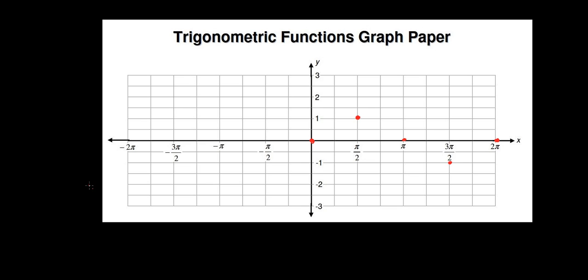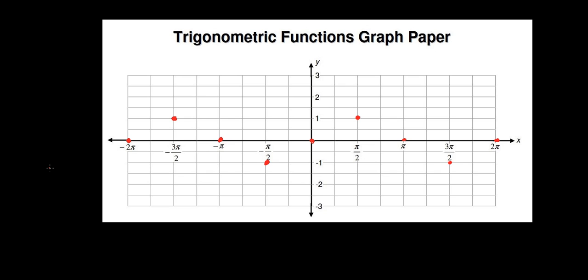And in negative values we have minus pi by 2 and minus 1. So for minus pi by 2 we have minus 1. So this will be the point. For minus pi we have 0. So this is minus pi comma 0. And we have minus 3 pi by 2 comma 1. So minus 3 pi by 2 and 1, this is the value. And we have minus 2 pi and 0. So minus 2 pi comma 0.